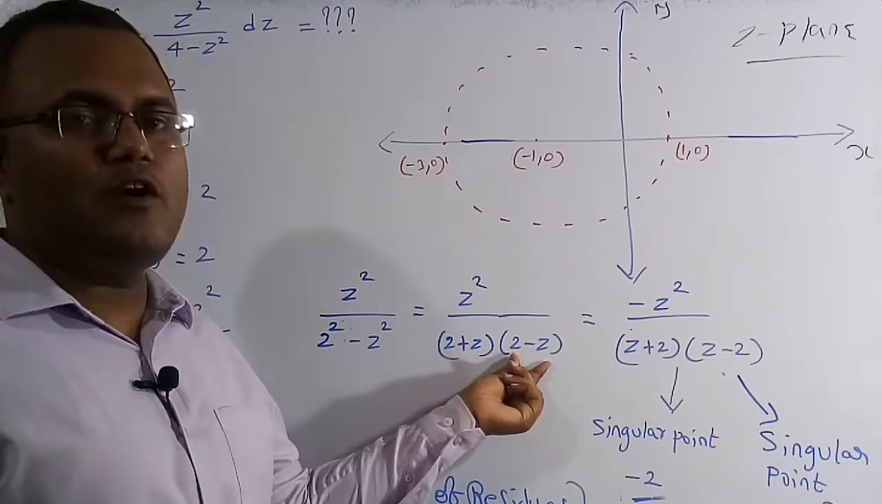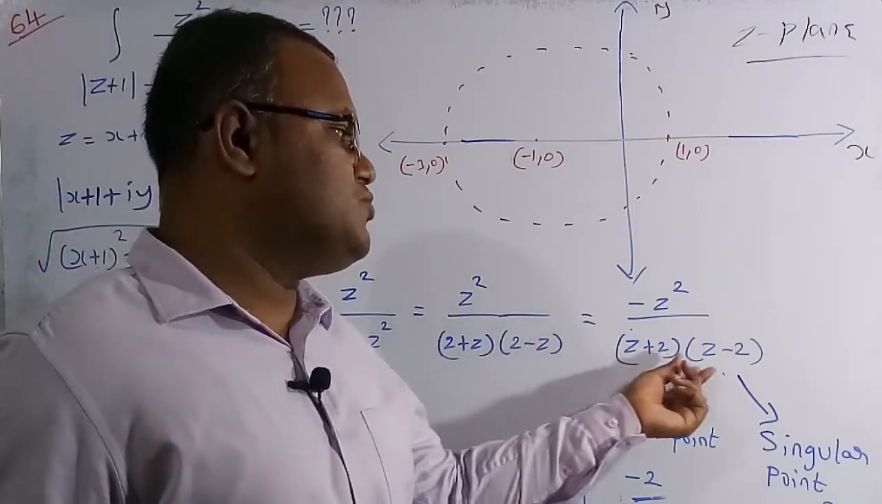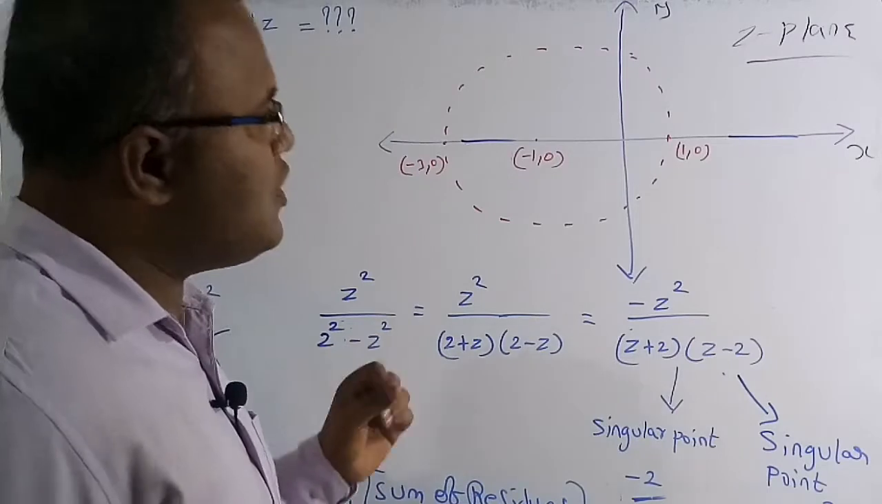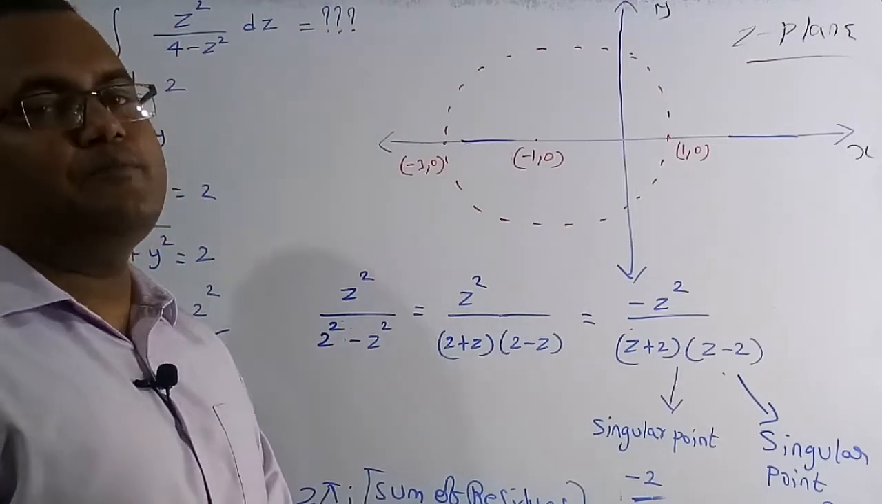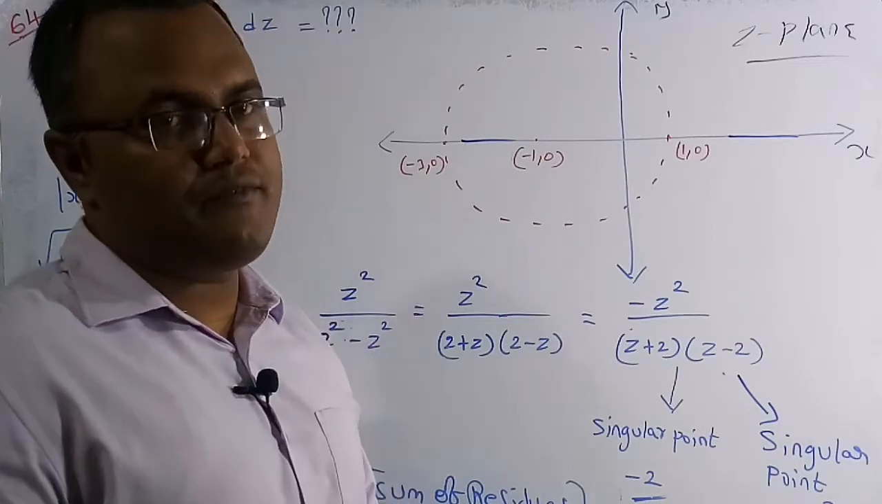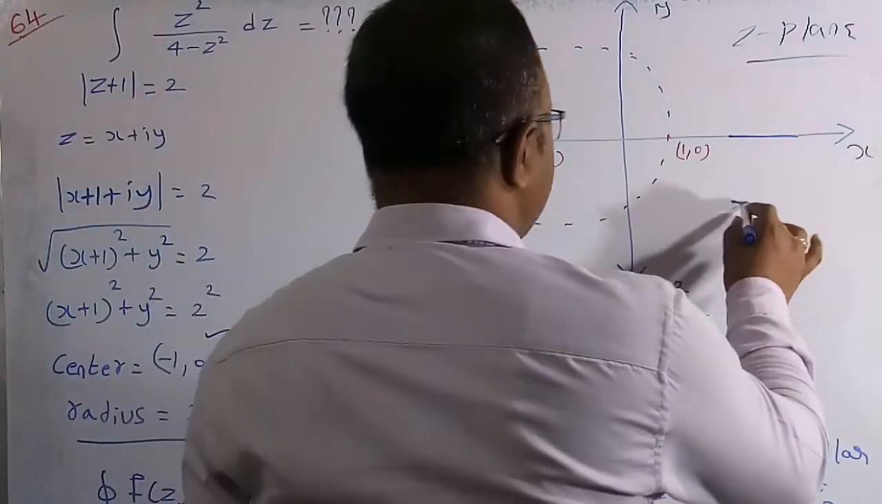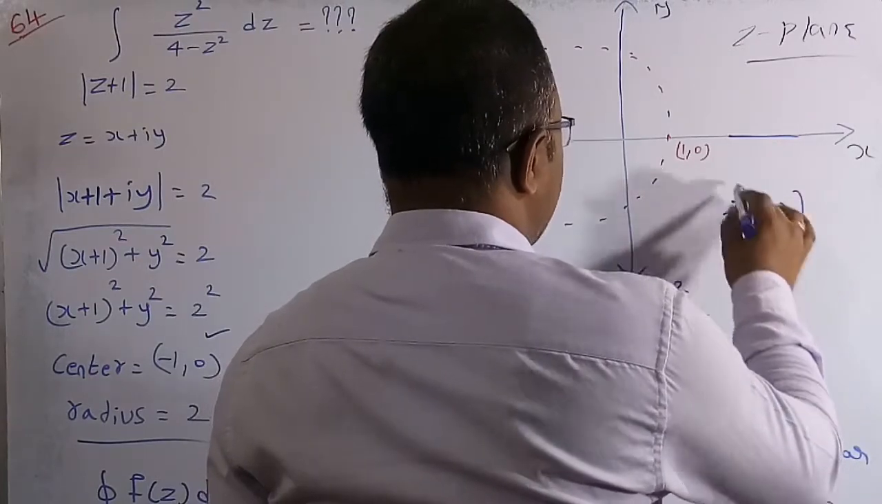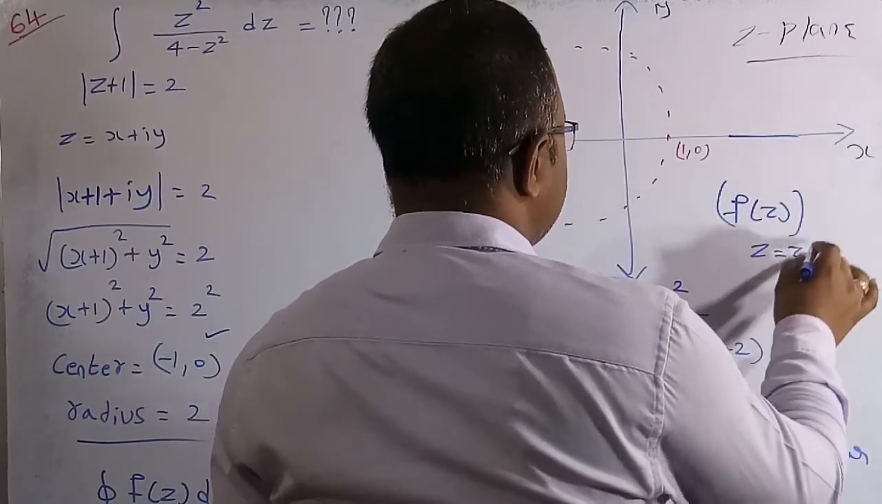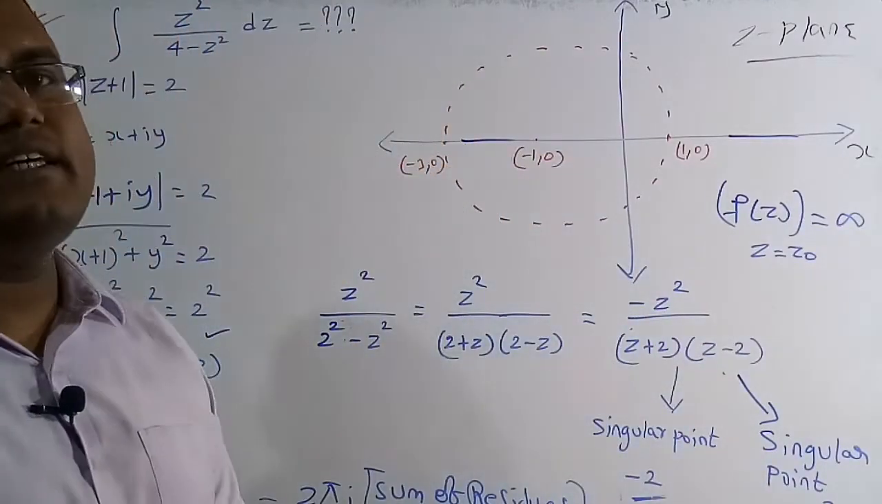If I take minus as common here, I am going to get minus z square by 2 plus z into z plus 2 into z minus 2. So now we have to find what the singular points are. Singular points means at those points the function is not defined, it is going to give you an infinite value. So for any function f of z, if you substitute z is equal to z naught and we get infinity, then this point z naught is called a singular point.